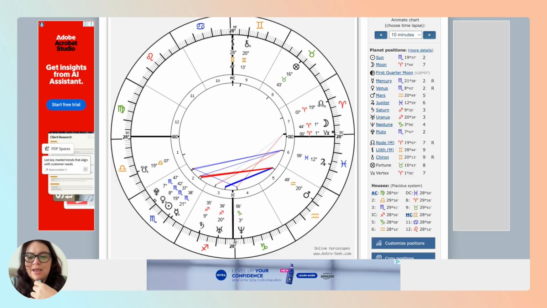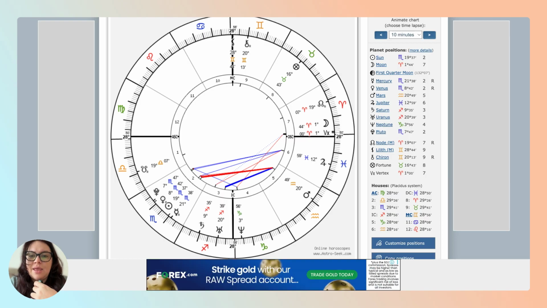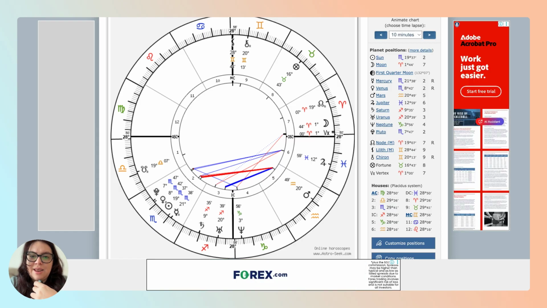Saturn in house 3, in Sagittarius. Jupiter is in house 6, in Pisces. Uranus in house 3, in Sagittarius. Neptune in house 4, in Capricorn. And Pluto in house 2, in Scorpio. North Node in Aries, in house 7. Chiron is in Gemini, in house 9.